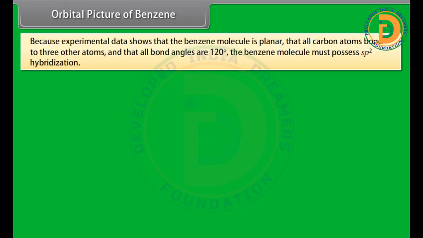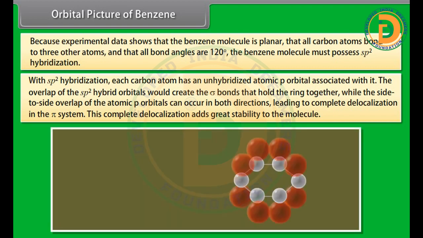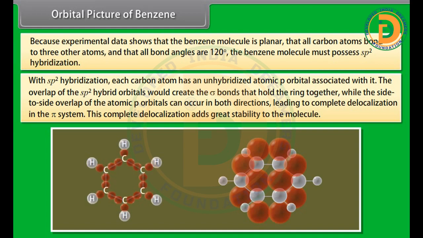Orbital picture of benzene. Because experimental data shows that the benzene molecule is planar, that all carbon atoms bond to 3 other atoms, and that all bond angles are 120 degrees, the benzene molecule must possess sp2 hybridization. With sp2 hybridization, each carbon atom has an unhybridized atomic p orbital associated with it. The overlap of the sp2 hybrid orbitals would create the sigma bonds that hold the ring together, while the side-to-side overlap of the atomic p orbitals can occur in both directions, leading to complete delocalization in the pi system. This complete delocalization adds great stability to the molecule.